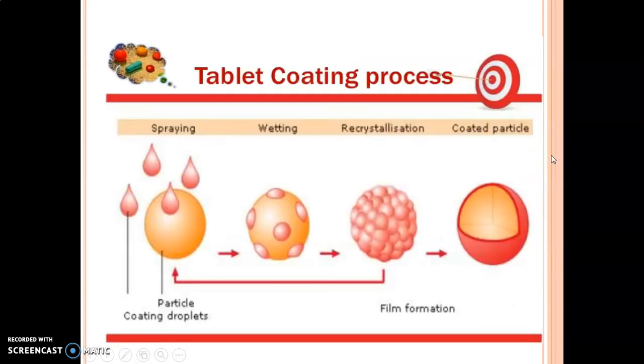And this is the simple tablet coating process. Here they spray the coating material onto the surface of the tablet, and it sticks on the surface, and by the application of heat or dry heated air, it makes a pleasant coat over the tablet.